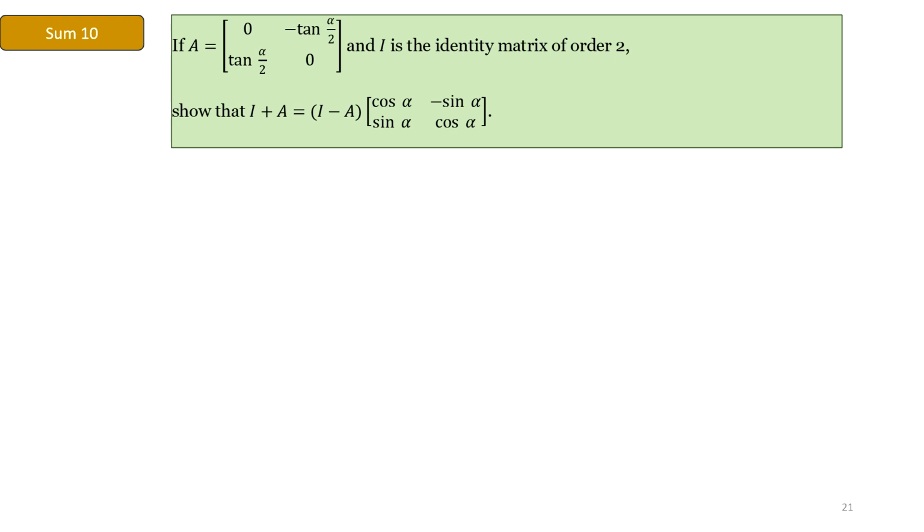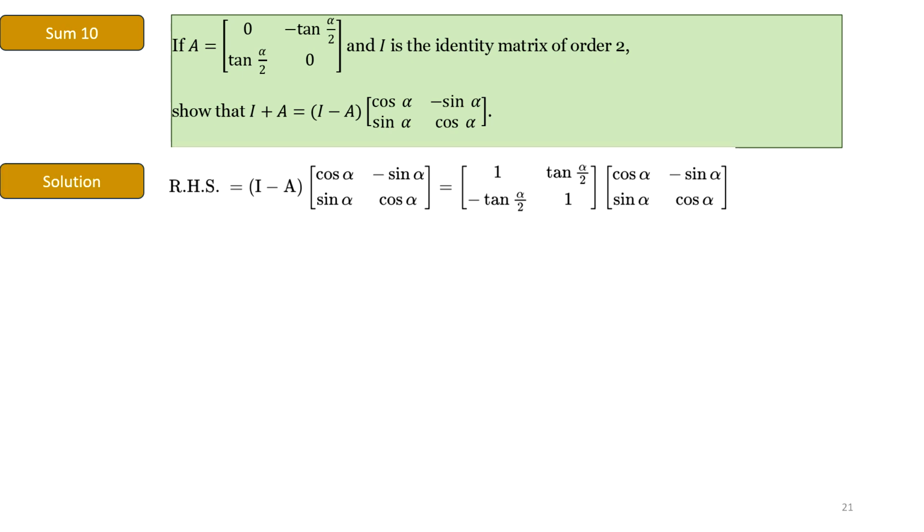Sum number 10. If A is a 2 by 2 matrix with elements 0, minus tangent alpha by 2, tangent alpha by 2, 0, and I is the identity matrix of order 2, prove the relationship given in the problem statement. Next, we perform matrix multiplication of the 2 by 2 matrix given in the RHS.